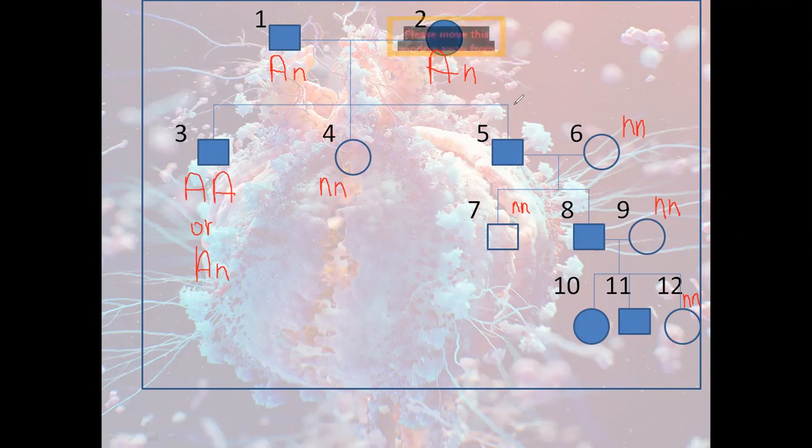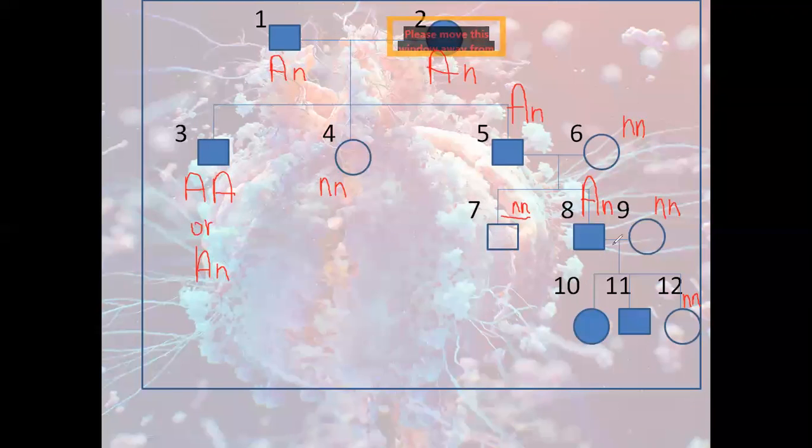This one is affected, so it should carry the allele A capital, but he gave birth to individual 7, which is nn. So here it's An. This one is affected, so it has also A, but he gave birth to individual 12, which is nn. So it should be An. Individuals 10 and 11 can be either AA or An. So they have two possibilities.